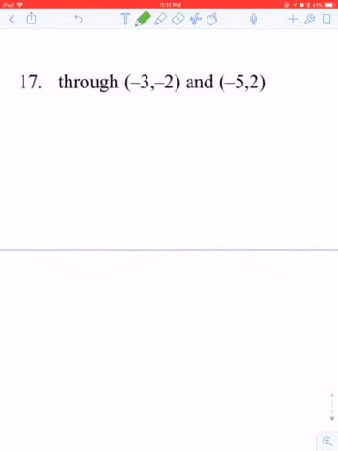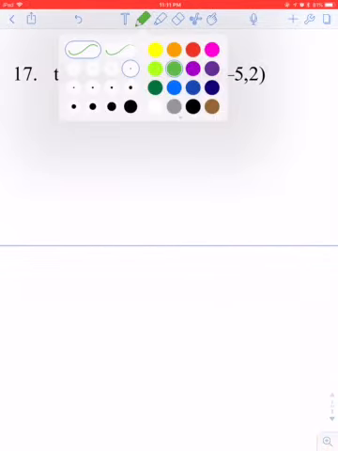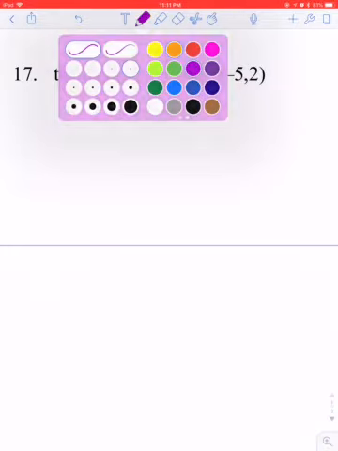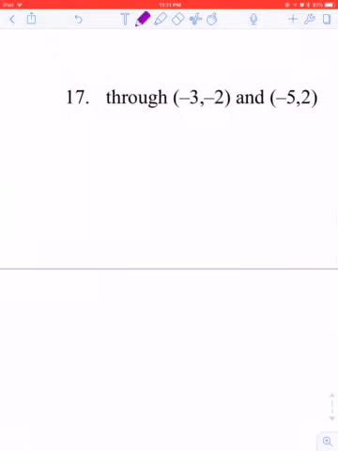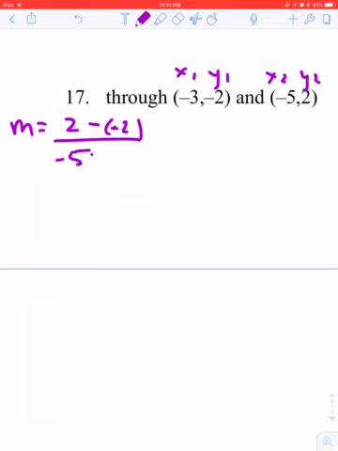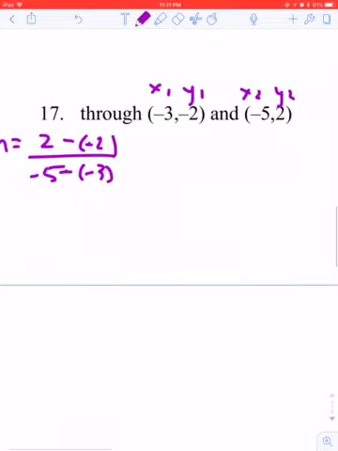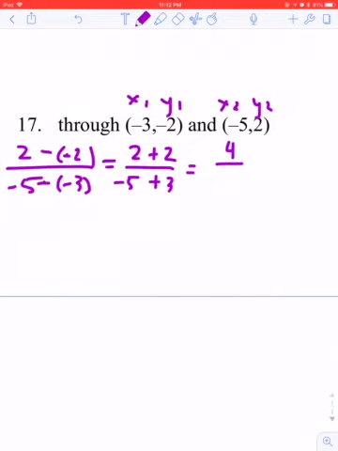Then one more, 17. So again, this is like the one up there where you have to find the slope yourself, because you don't know the slope here. So m is equal to, so that's my x1, y1, x2, y2. 2 minus negative 2 divided by negative 5 minus negative 3. That gives me 2 plus 2 and negative 5 plus 3. That gives me 4 over negative 2, which is negative 2. That's your slope.